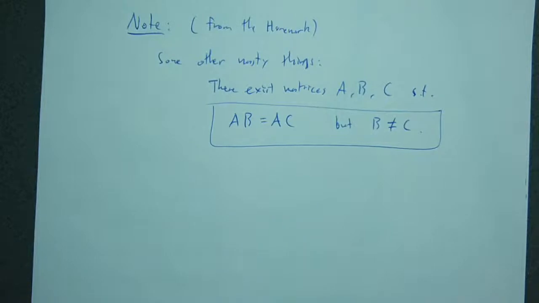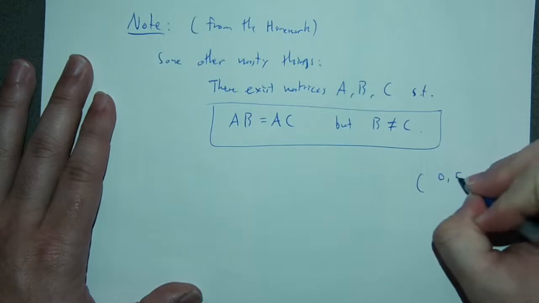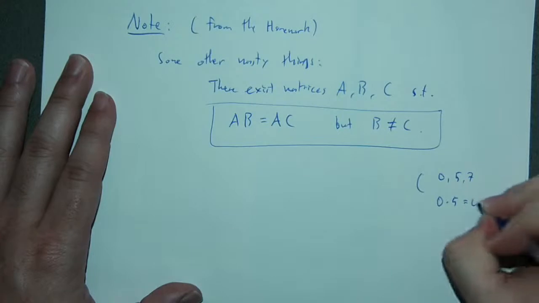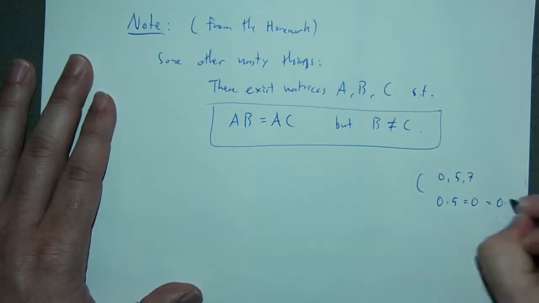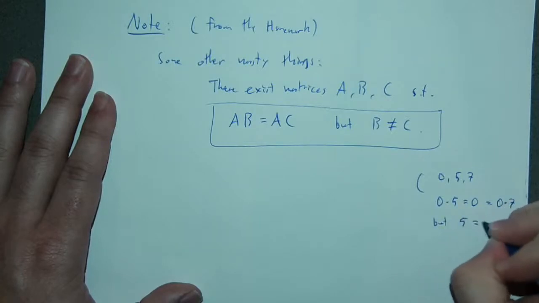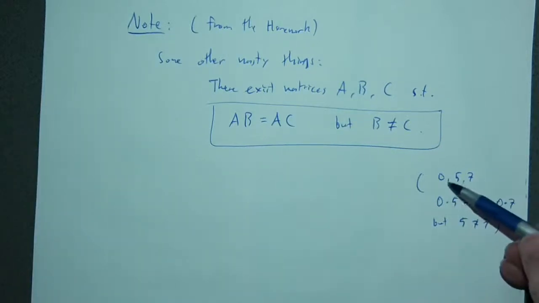Namely, A has to be 0. So say 0, 5, and 7. So 0 times 5 is equal to 0, which is equal to 0 times 7, but 5 is not equal to 7. So this works for numbers too. Exactly, that is a problem. And someone's already brought up the exact problem, which is A has no inverse. That is exactly the problem. So there's a number that has no multiplicative inverse, and that number is 0.